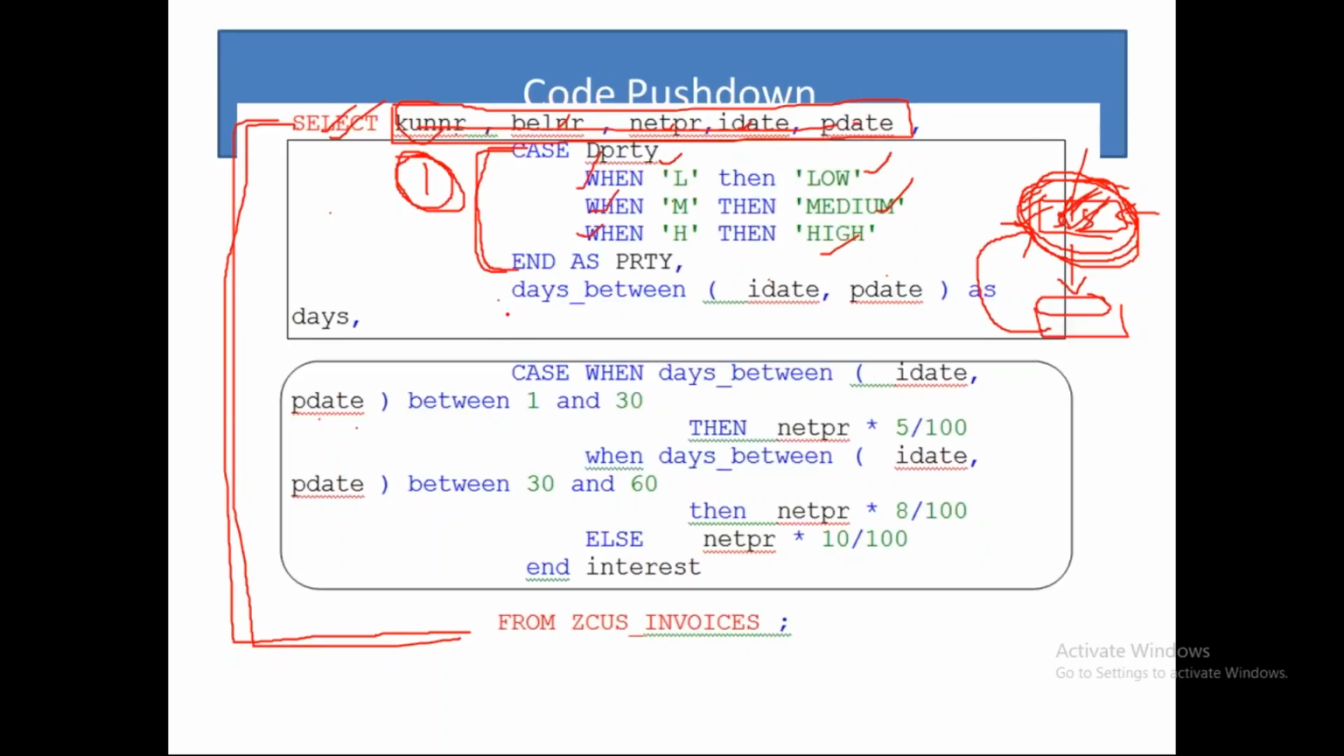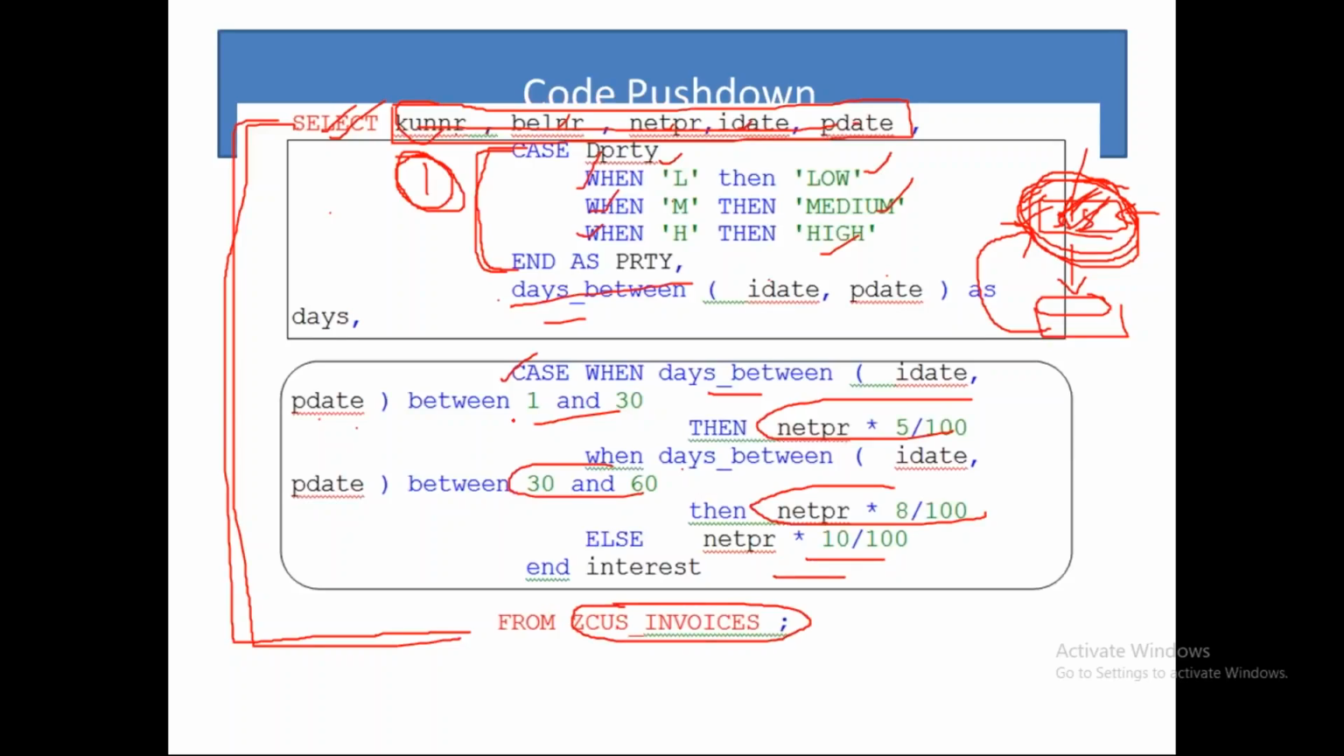Days between is a HANA function. Again, another case: if the days between is 1 to 30, then 5% of net price. If the days between is 30 to 60, then 8% of the net price. Else it is 10%, from your database table. Into table, internal table will come. Yes, assume that into table, internal table is there. Assume that. Into table, I'll just add that also, don't worry.